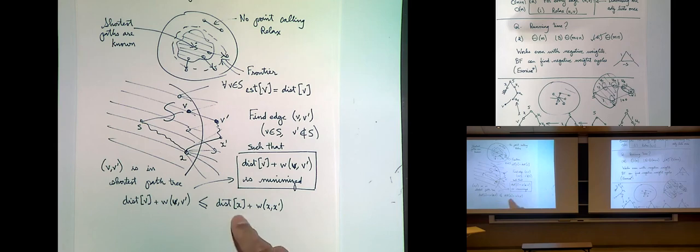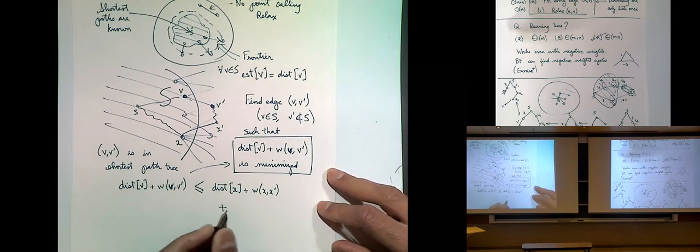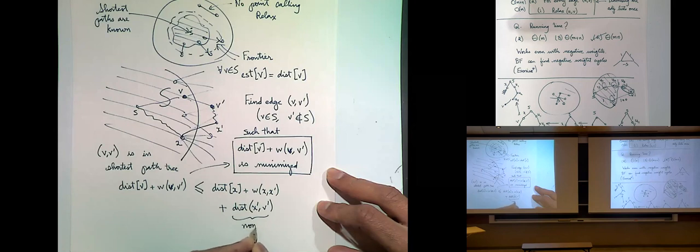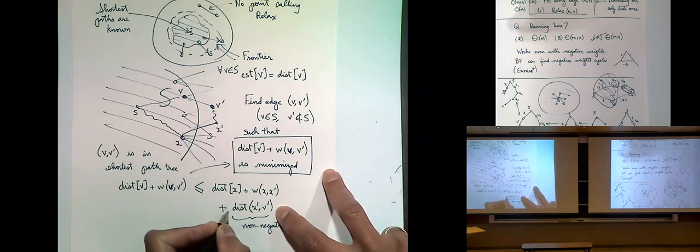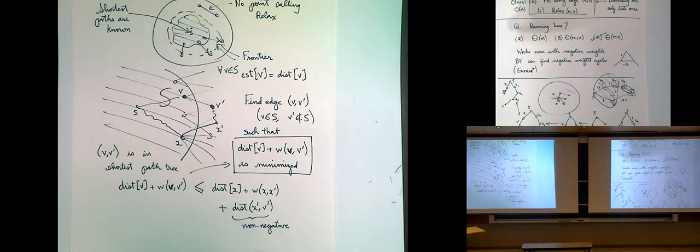Okay? And this must be less than the distance from X prime to V prime. This is non-negative. So I can always add something on top of it and not change the inequality.